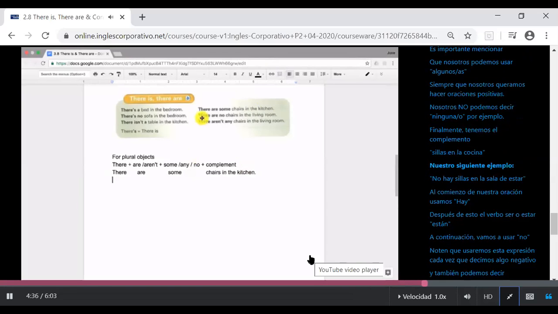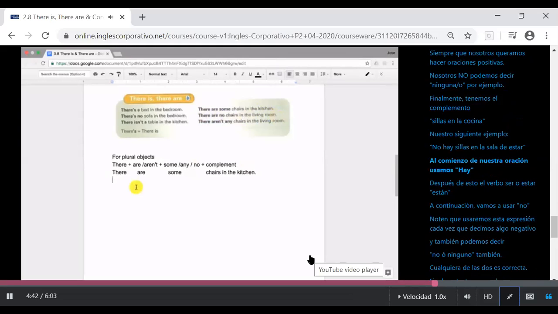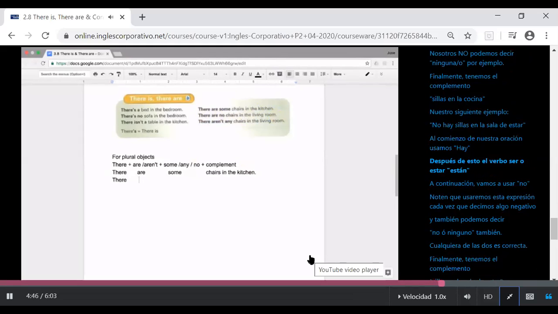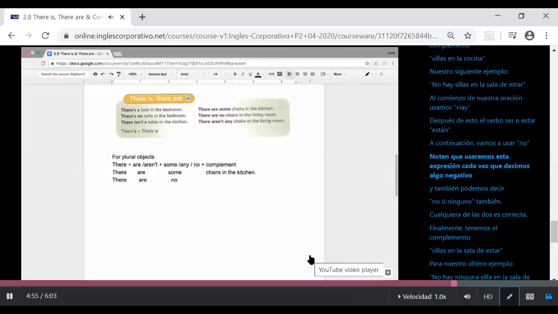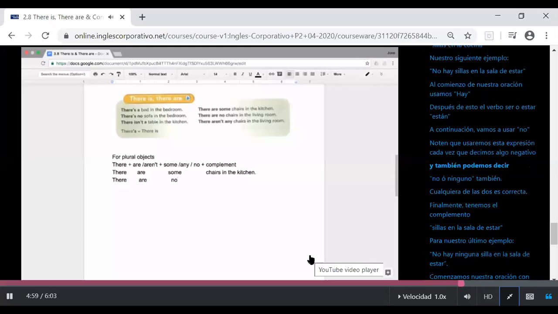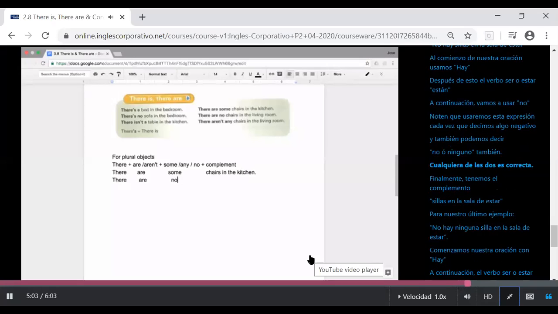Our next example, there are no chairs in the living room. At the beginning of our sentence, we use there. After that, the verb to be, are. Next, we're going to use no. Notice that we will use this expression whenever we're expressing something negative. And you can also say aren't any as well. Either one is correct.